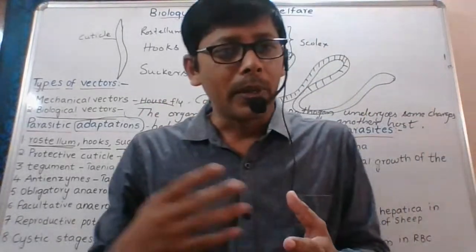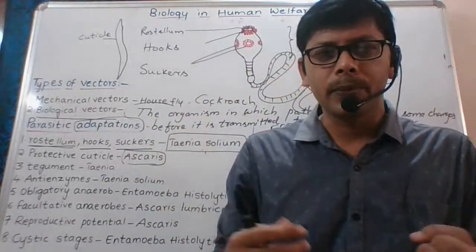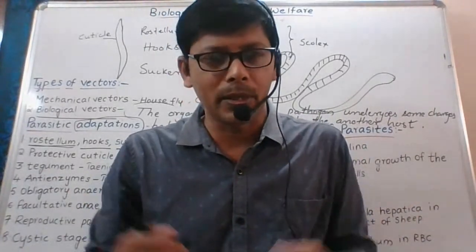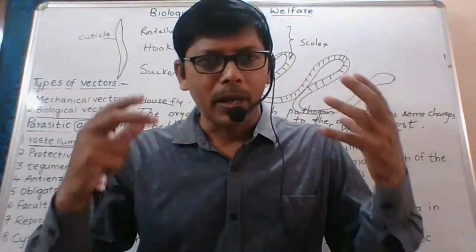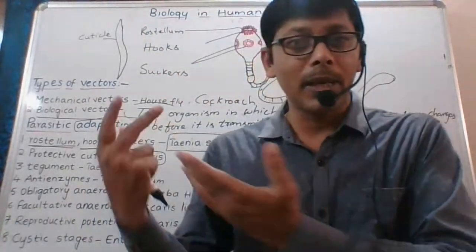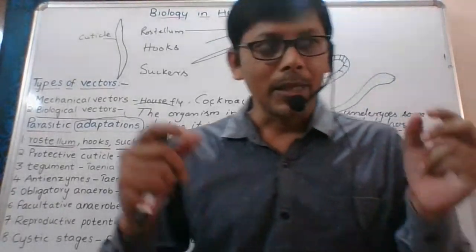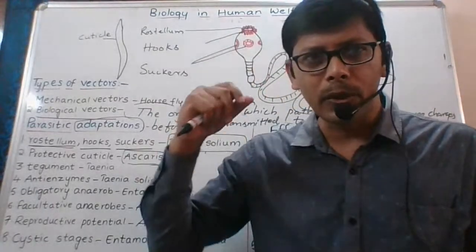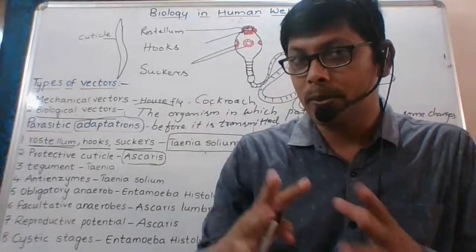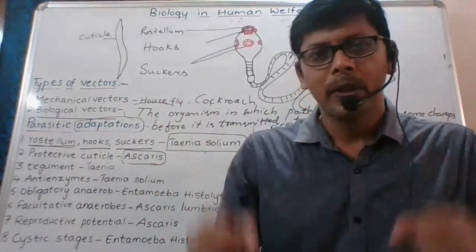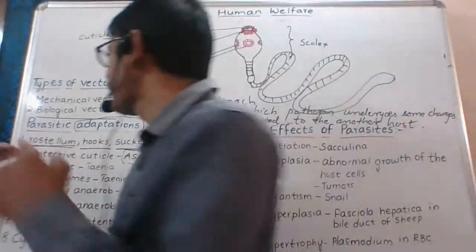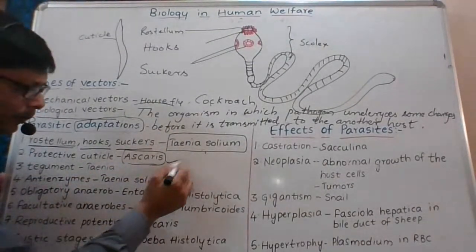Okay, you are eating chicken, mutton, and various food items which have protein. They all are digested. But Ascaris is there in our intestine, and it is not digested by our enzymes. Because Ascaris has a protective cuticle. This cuticle protects the Ascaris from our digestive enzymes, which cannot attack it. This is the parasitic adaptation shown by Ascaris lumbricoides.